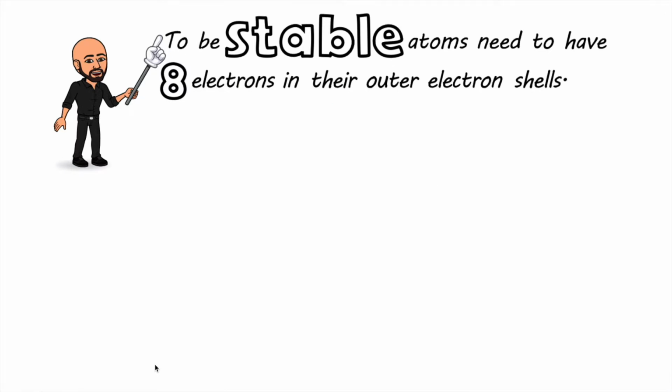Okay, one thing we need to remember going forward is to be stable, atoms need to have 8 electrons in their outer electron shells. Now take a moment, take a look in your notes, and see if you remember we talked about the orbitals or shells of electrons and how many electrons could be in each orbital. So take a second right now. If you're playing the home version of the game, go ahead and hit the pause button, check your notes, and see if you can find how many electrons in each orbital or shell.